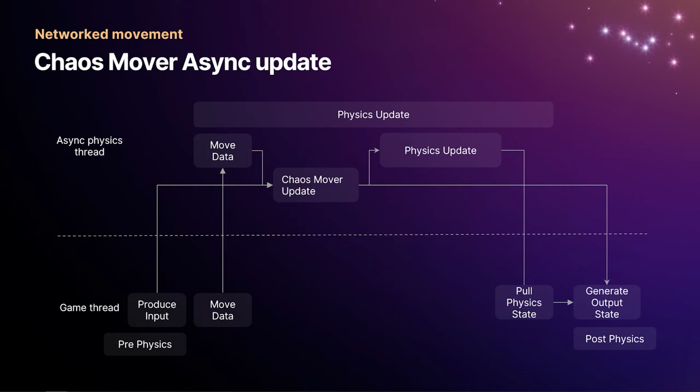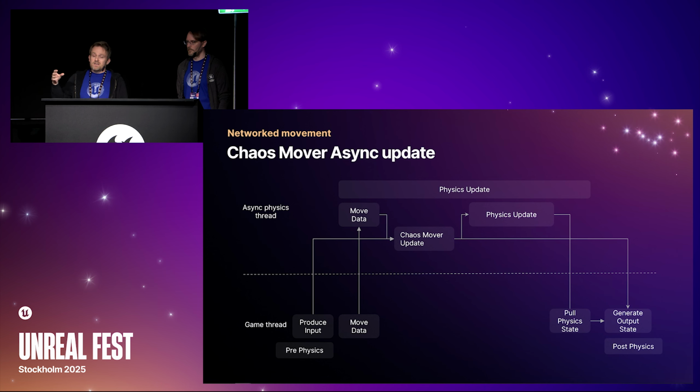Now, because we want the Chaos Mover update to work with physics, it has to be updated on the async physics thread. It's looking at the current physics state and setting the current physics state of the constraint. So we have to tick it in sync. We do this by registering a callback on the async physics update. So the Chaos Mover ticks on the async thread when the physics ticks. This has some consequences.